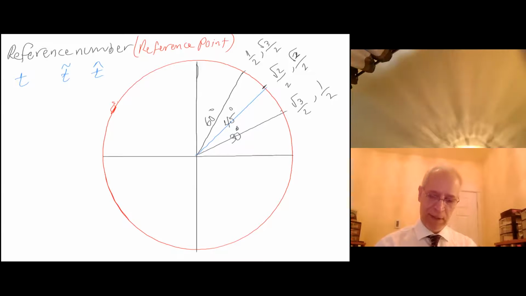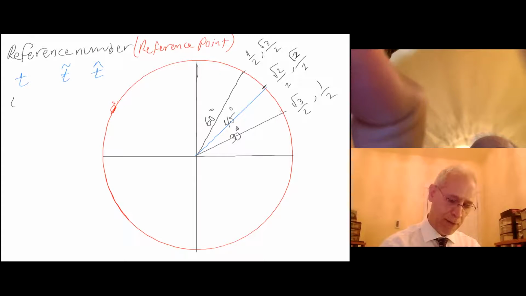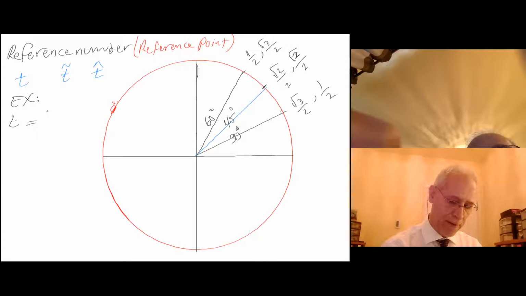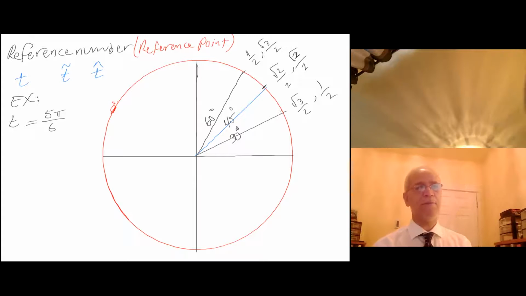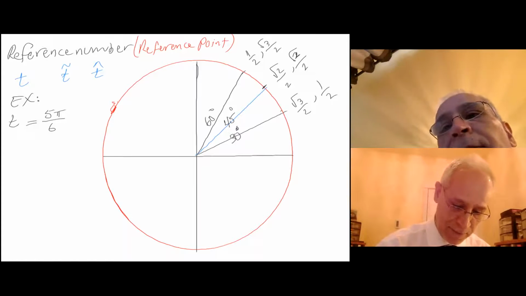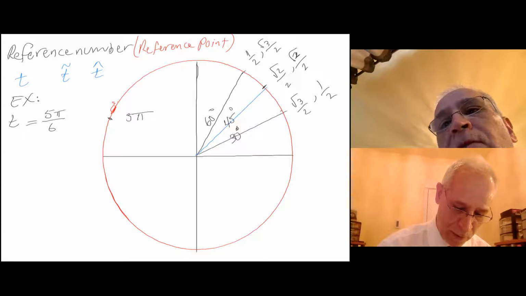Suppose I have, so let's put here an example. Suppose I have t equals 5π/6. 5π/6 is 1/6 of a pi short of a complete pi. So I'm somewhere in here. So this is 5π/6.